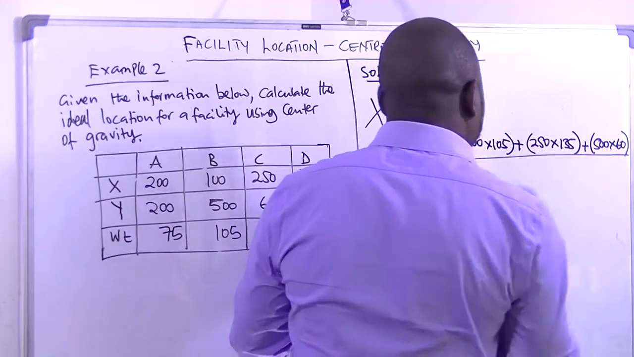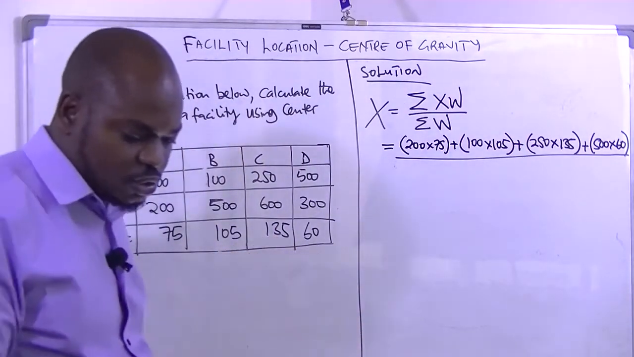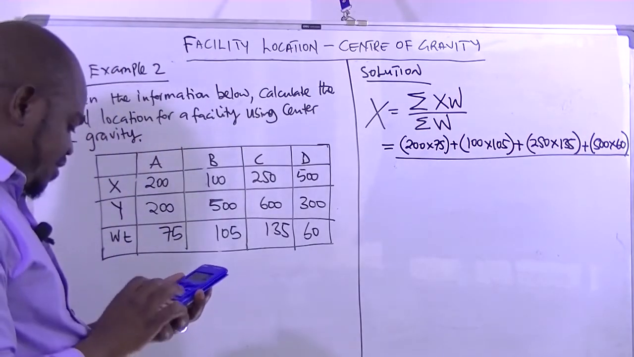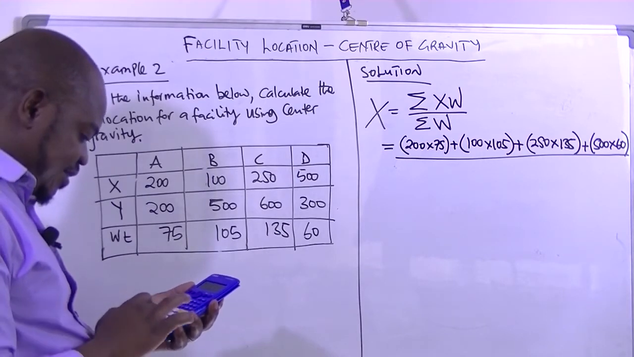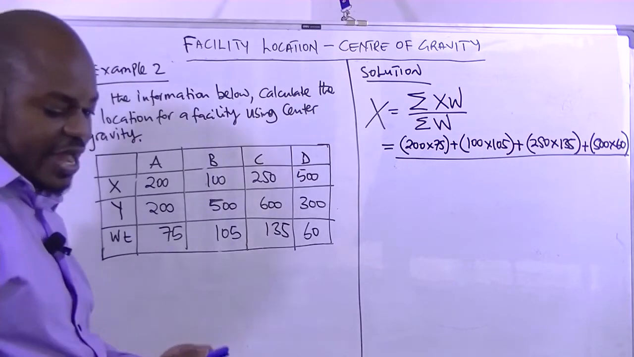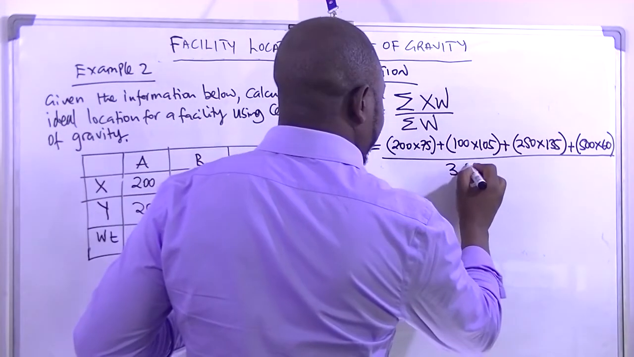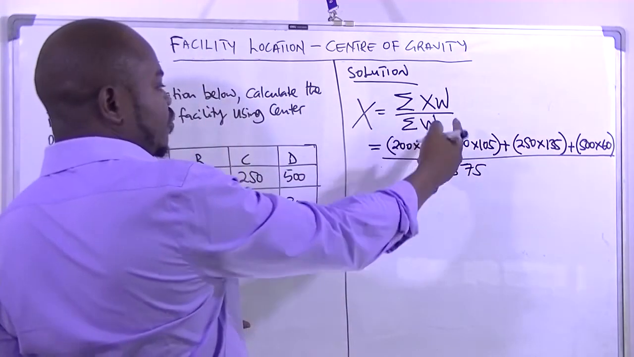Over the summation of the weightings. What is the summation of the weightings? So I'm going to total them. 75 plus 105 plus 135 plus 60 gives me 375. That's the summation of the weightings.